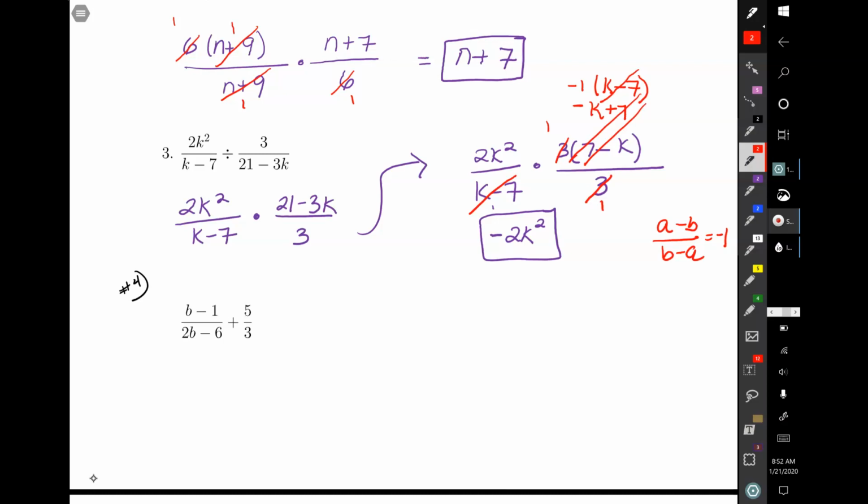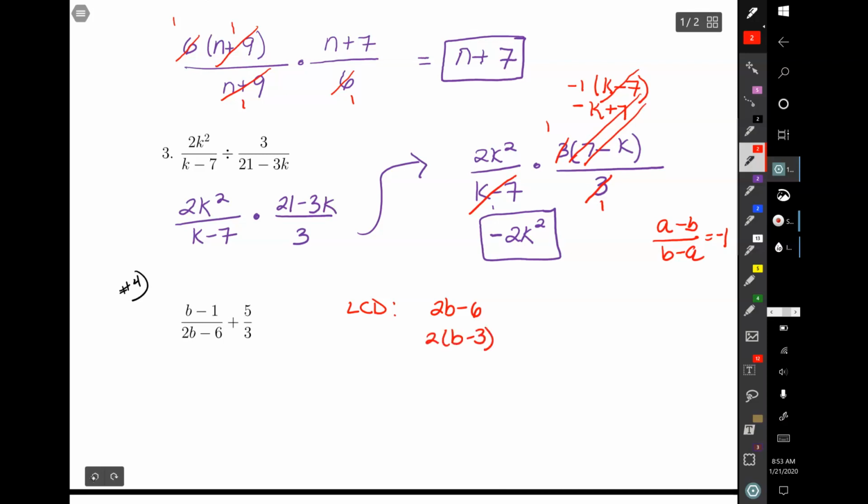So our first step when you're adding, and it's not an equation, so I cannot clear the denominator in any way. I have to just work it out and figure out the lowest common denominator. So the lowest common denominator for this one, I would have 2b minus 6, which can factor to be 2 times (b minus 3).